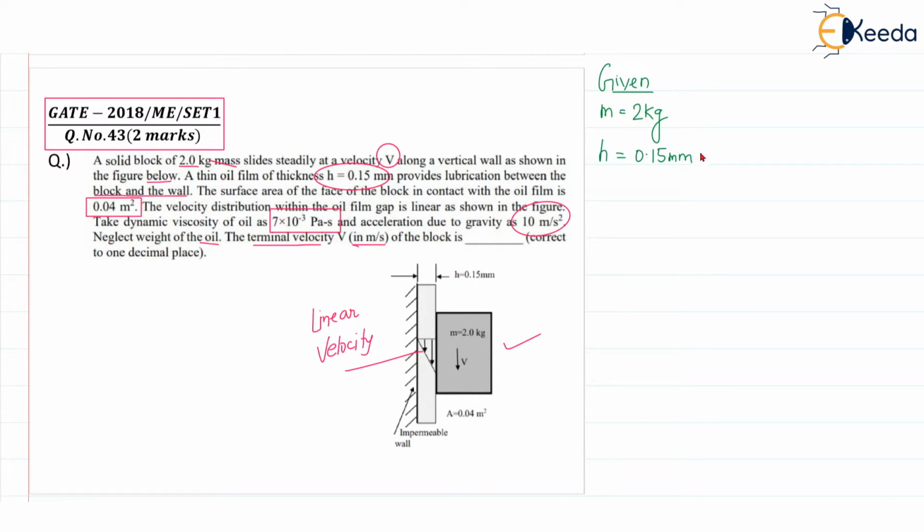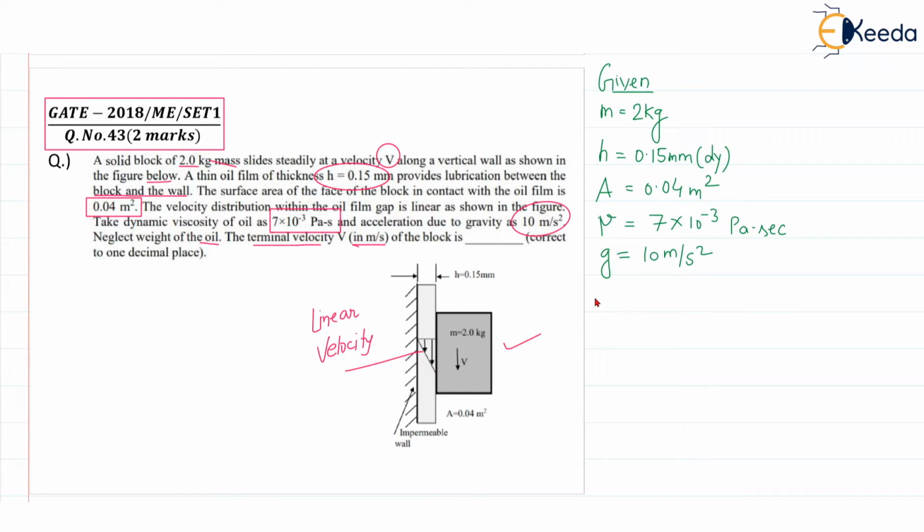This thickness we generally take as dy, the distance between the two plates, which provides lubrication between the block and the wall. The surface area of the face of the block in contact with the oil film is 0.04 meter square. So area is given here as 0.04 meter square. And viscosity is given, but as per the unit it is dynamic viscosity, 7 into 10 power minus 3 Pascal second, that is Newton second per meter square. And the value of g is also given, g is equal to 10 meter per second square.